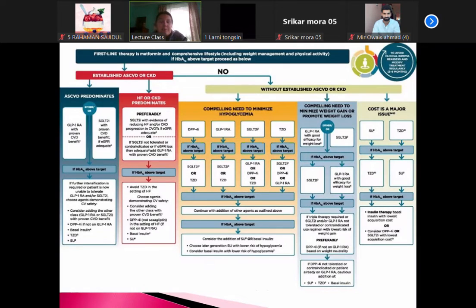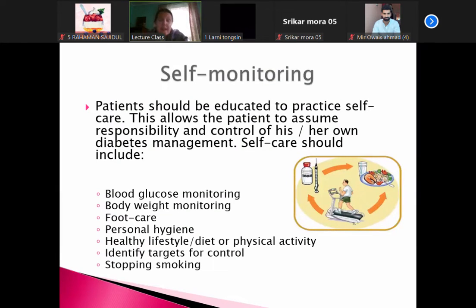It is only symptomatic. If you want to do it correctly, add oral medication or maybe injected GLP-1 medication plus insulin. This is just general information. As I said, you need to read it. I will send more text about this slide and hope that you will study it.